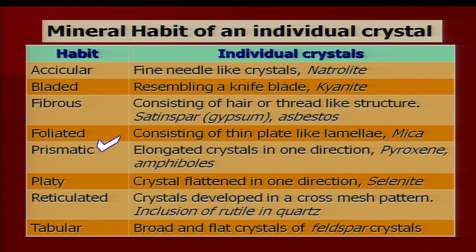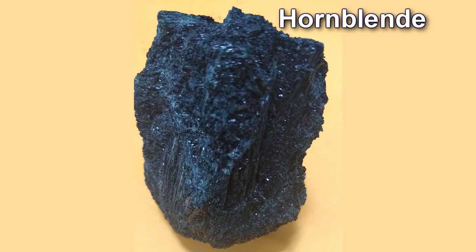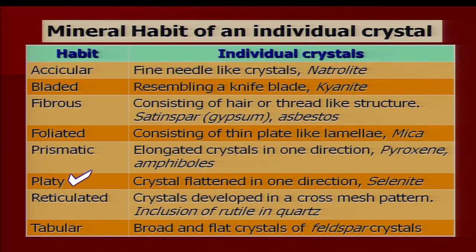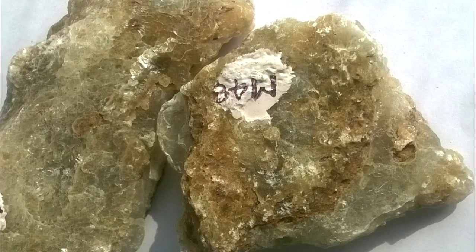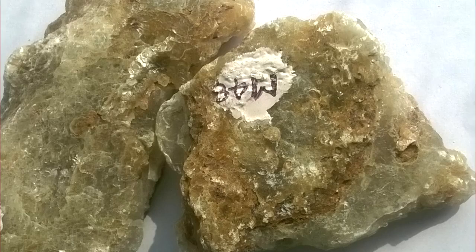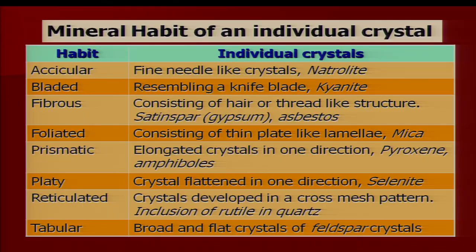Prismatic habit means elongated crystals. When crystals are elongated like a prism in one direction, the best examples are pyroxene and amphiboles. They have long prismatic faces developed here. Then platy habit: crystals are flattened in one direction only, while in the other direction the crystals are not flattened. We call it platy habit. An example is selenite.